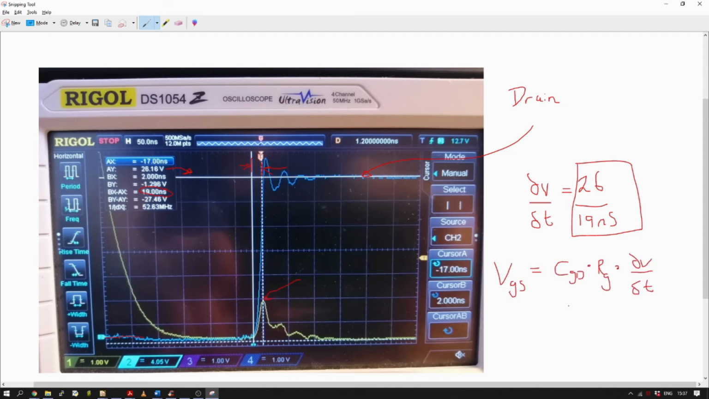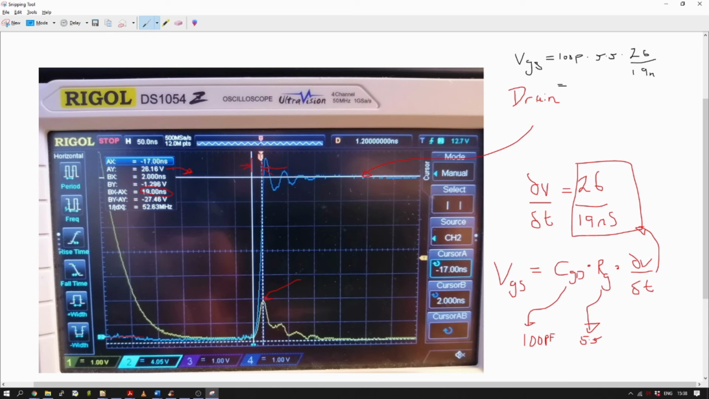So what do we actually have? Okay, so we said that the CGD is 100 picofarads or thereabout. We know that the gate resistance is about 5.5 ohms, which I measured with a DMM, and of course we know the dV/dt is this. So if I change the colors to make it more obvious and plug those numbers in, we have 100 picofarads multiplied by 5.5 multiplied by 26 over 19 nanoseconds.